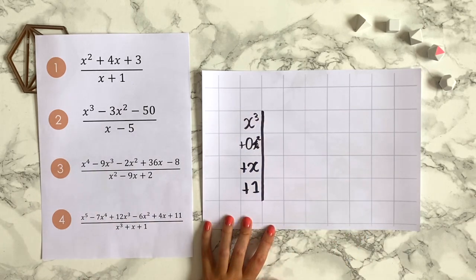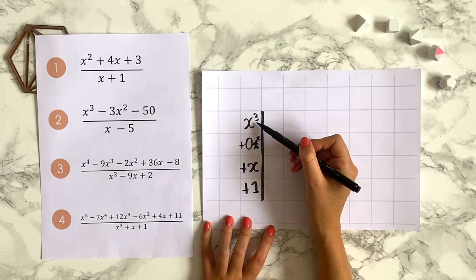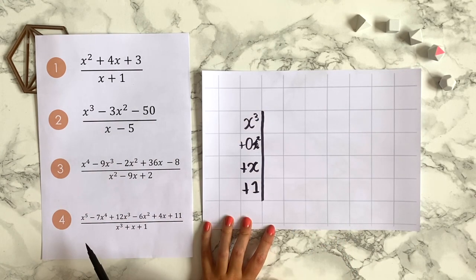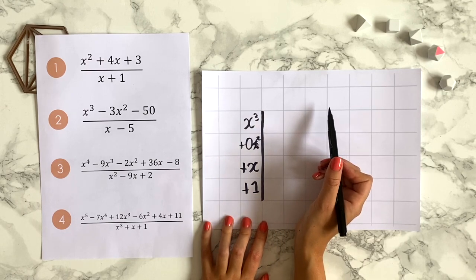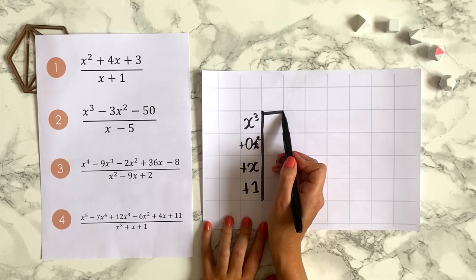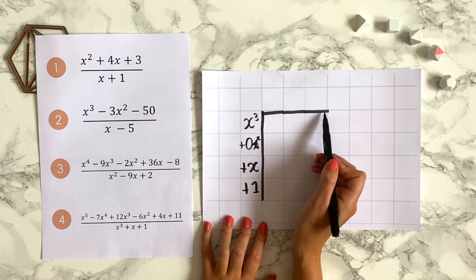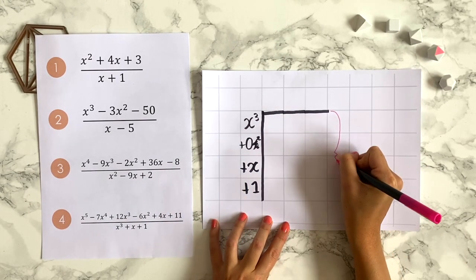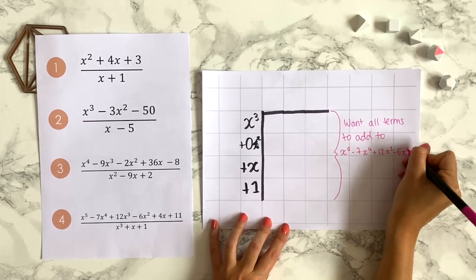So to get to a quintic, a polynomial with x to the power of 5 in, from a cubic, we're going to have to multiply this cubic by a quadratic, because 3 plus 2 is 5. So we're going to have a quadratic term up here as our answer. So we're going to have an x squared term, an x term, and a constant term, a number term here. So as usual, we want all the terms inside the grid to add up to the thing that we're dividing.